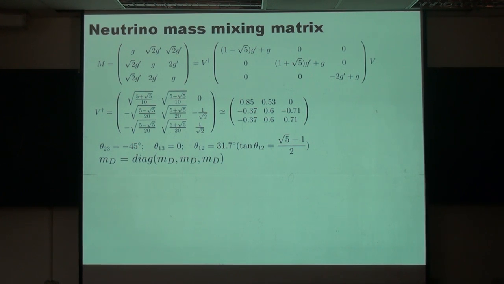It turns out that this mixing matrix actually does not depend on the relative scale of G and G prime, because this G is just a diagonal matrix. So regardless of how large this G is, we will have the same so-called golden ratio pattern, which is very close to the experimental measurement. But in this calculation, I assume this Dirac matrix is diagonal.